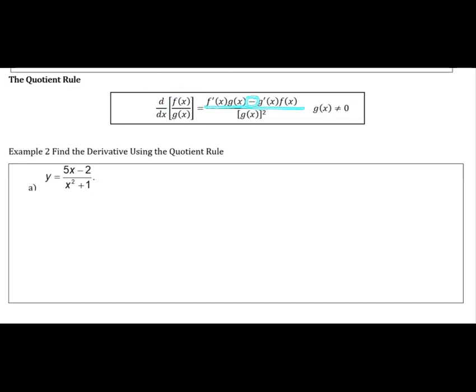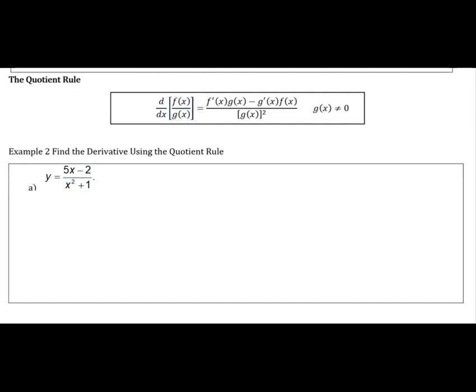Pay attention to that minus sign. And then in the denominator, we have g squared. And of course, we have the condition that the denominator is not allowed to be 0. So looking at example 2a, we're going to begin with the quotient rule by identifying what is f in the numerator and what is g in the denominator.